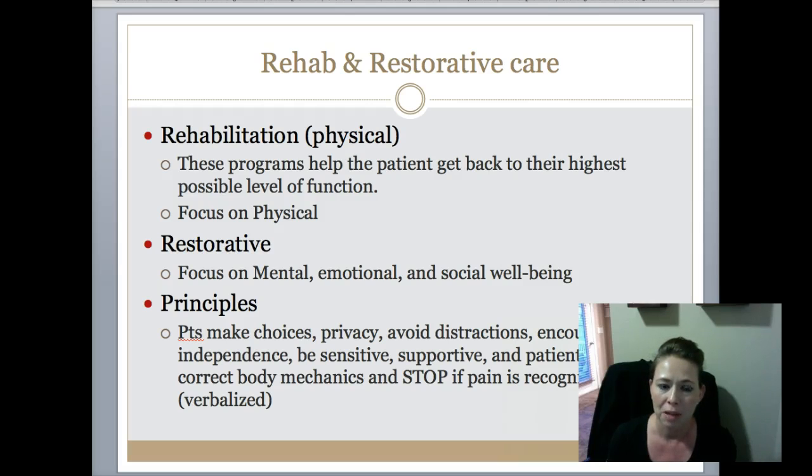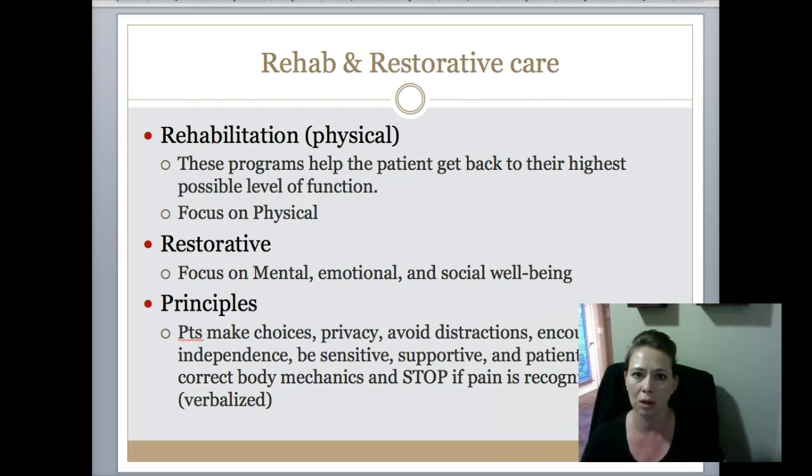rehabilitation, that these programs are there to help the patient get back to the highest level of function. So remember, when you go in, sometimes you might think that they need to be here, but we want to get them to their highest level, so it might not be as high as you think. So they're working to get them on the highest level of function that they can.